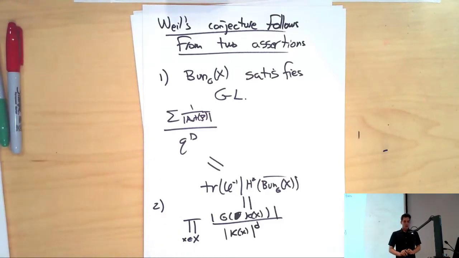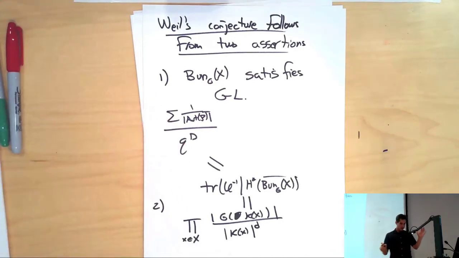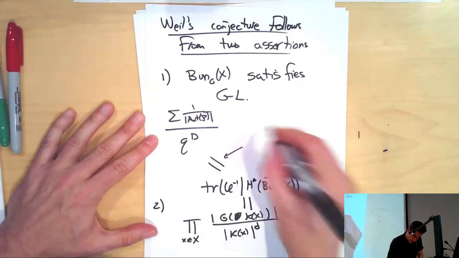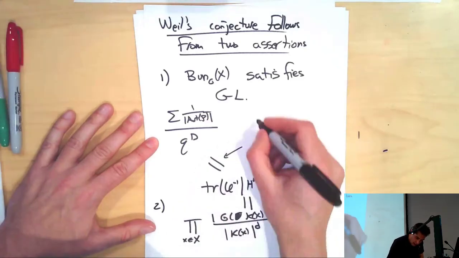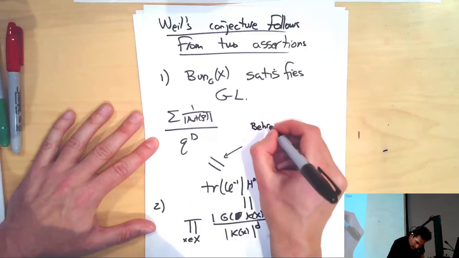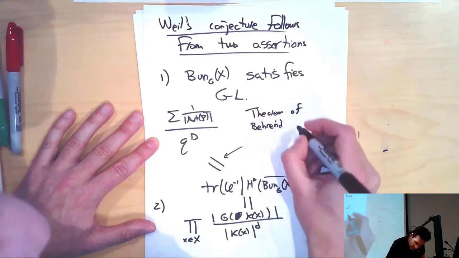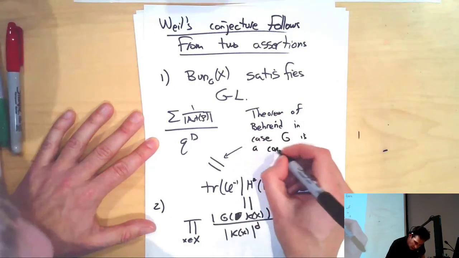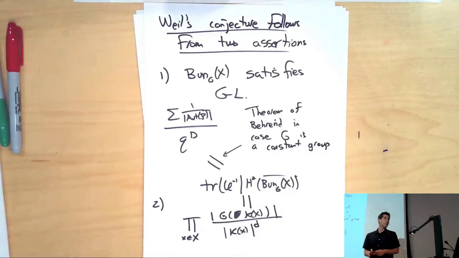Okay, so let me first comment on the first part, because I'm not going to say anything else about it in this series of lectures. So, first part, let's just say, I think the first place where this was proven in some cases is the thesis of Kai Behrend. So this is a theorem of Behrend in the case where G is a constant group. Or I think more generally, in the case where G is a group which is everywhere semi-simple.